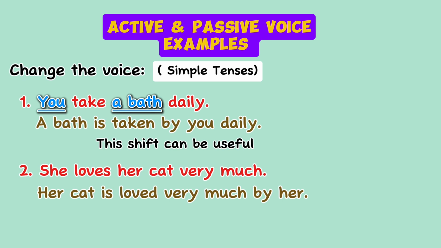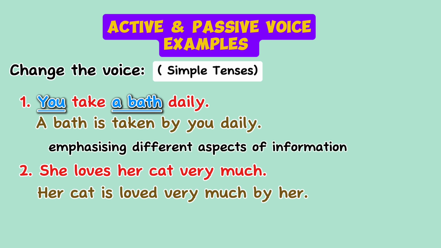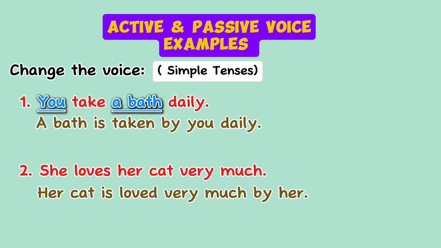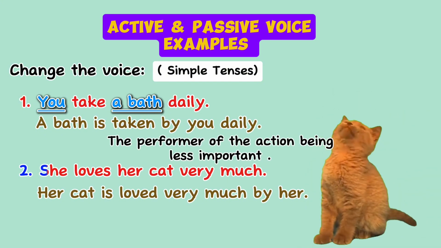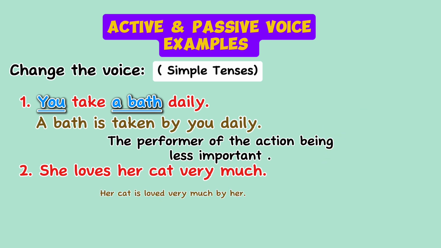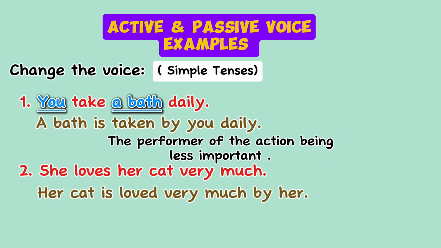This shift can be useful for emphasizing different aspects of the information or when the performer of the action is less important. She loves her cat very much. The passive is: Her cat is loved very much by her.